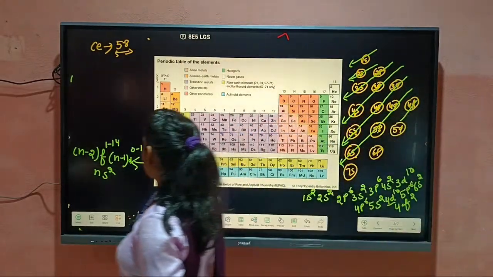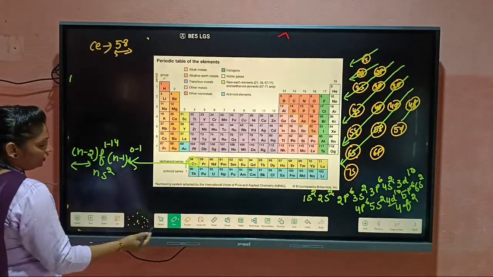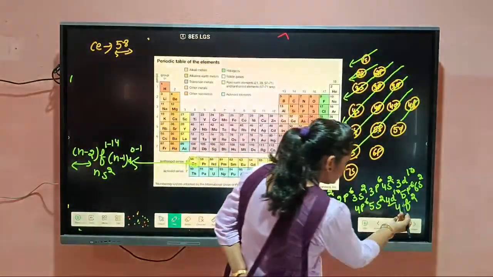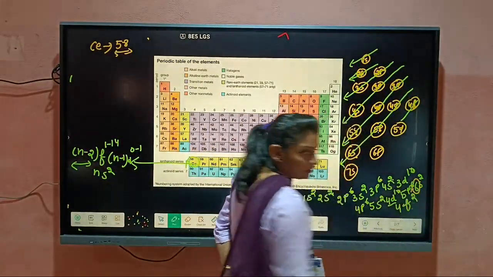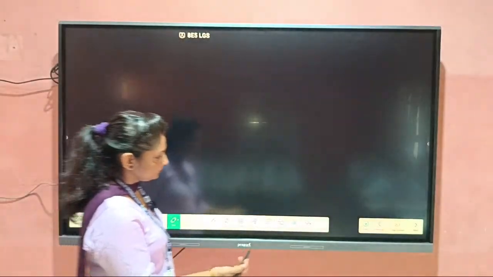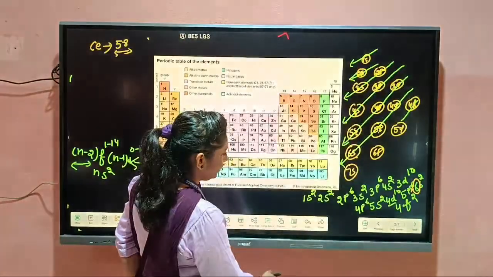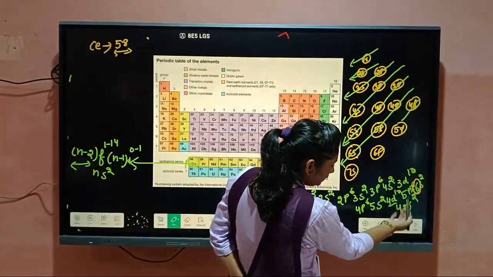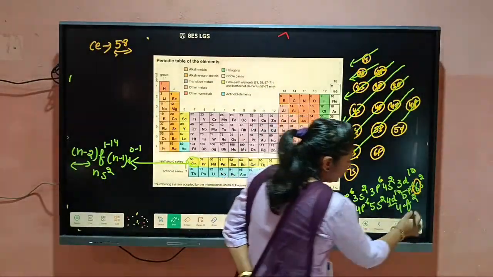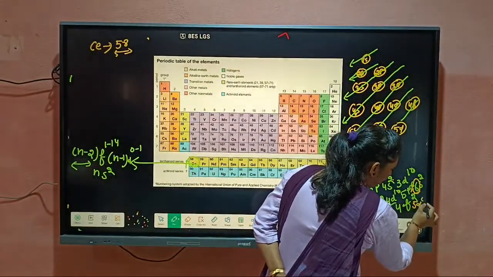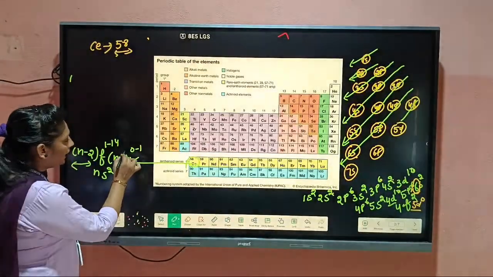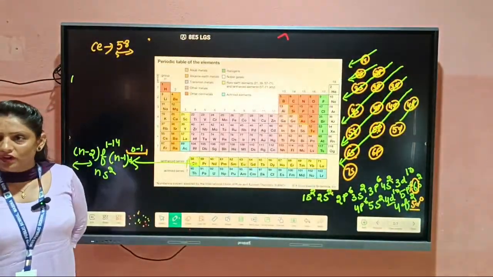Then you can see n minus 2. Here what is the n? N is the greatest number. So here n is 6. Then n minus 1 means D, meaning in 5d there are 0 electrons. In D there may be either 0 or 1 only.